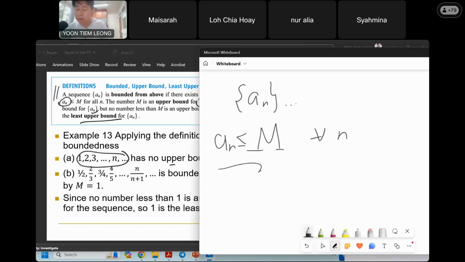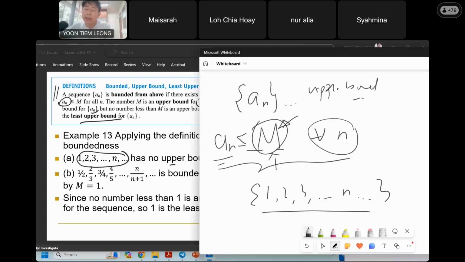If you look at the sequence 1, 2, 3, up to n, this sequence has no upper bound because you cannot find any number m which is larger than all the an terms in the sequence. Whatever m you specify, there's always an n where an is larger than m for this kind of sequence. Therefore, the sequence 1, 2, 3, 4, up to infinity, is a sequence that has no upper bound. However, this is a sequence that is non-decreasing.